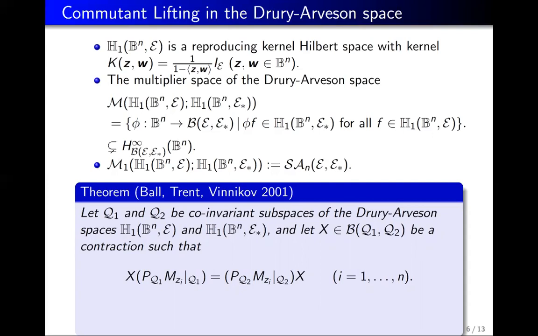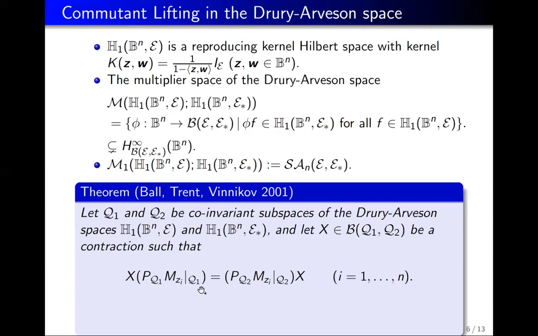Ball, Trent, and Vinnikov proved this Commutant Lifting theorem in the Drury-Arveson space, and they showed that if you take these two co-invariant subspaces, by the way, you can take them to be the same. There is no issue there. Earlier, it was the same. Now here I have taken them to be different, but you can take them the same. So if you take co-invariant subspaces Q1 and Q2 of these two different Drury-Arveson spaces, and if you take a bounded operator X from Q1 to Q2 which, sorry, it's not commute because Q1 and Q2 are different, so therefore it intertwines actually.